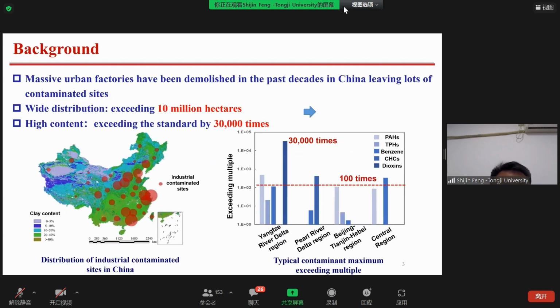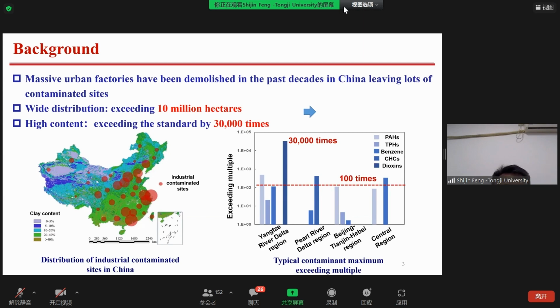Massive urban factories have been demolished in the past decades in China, leaving lots of contaminated sites. According to the statistics, the total area of contaminated sites in China exceeds 10 million hectares. In some sites, the contaminant concentration exceeds the standard by 30,000 times. The wide distribution and high content threaten human health seriously.